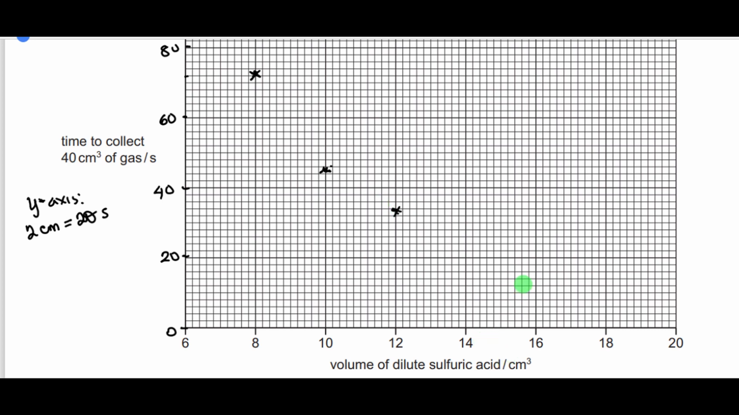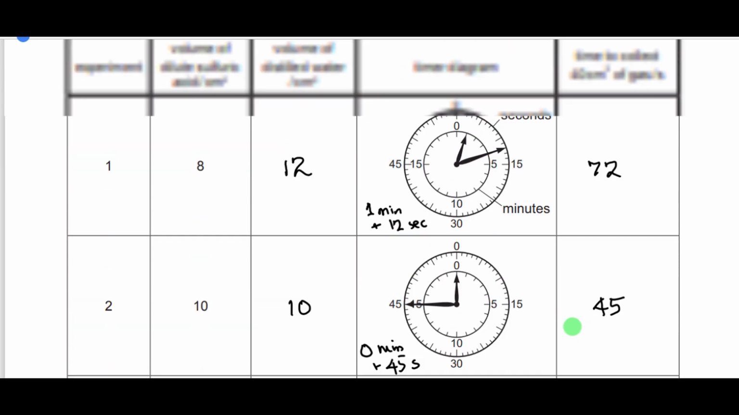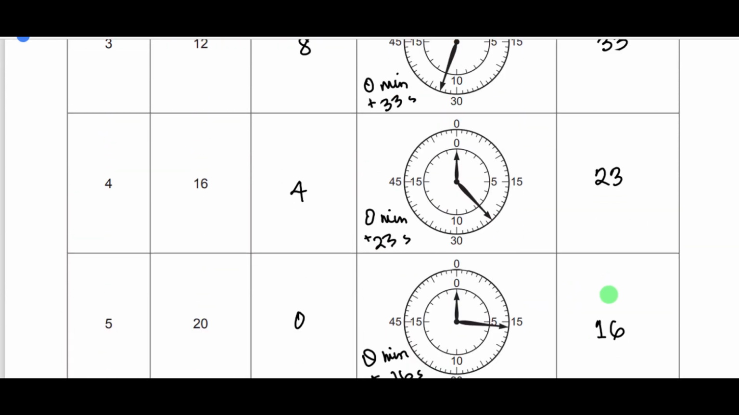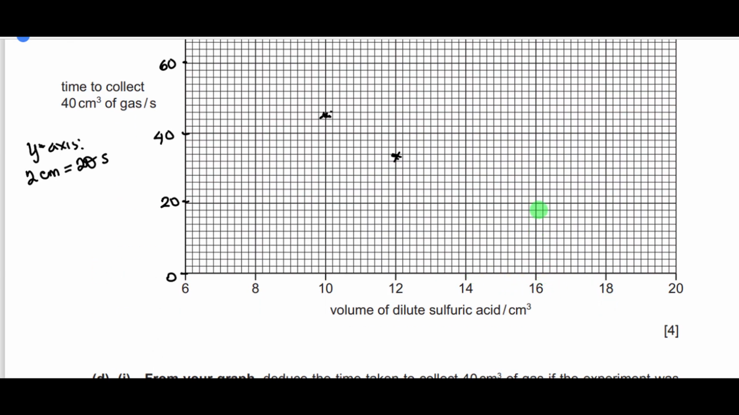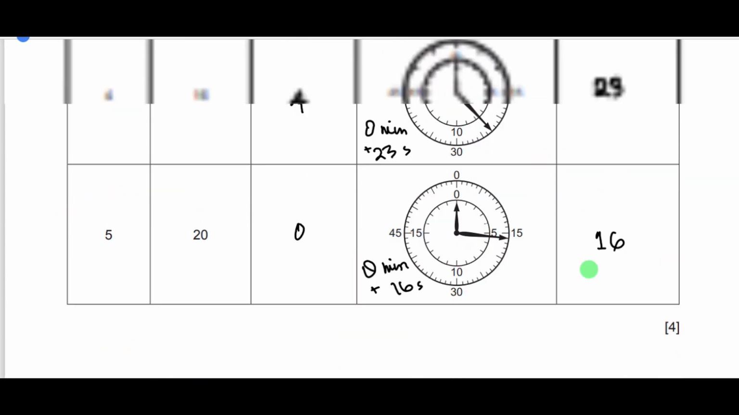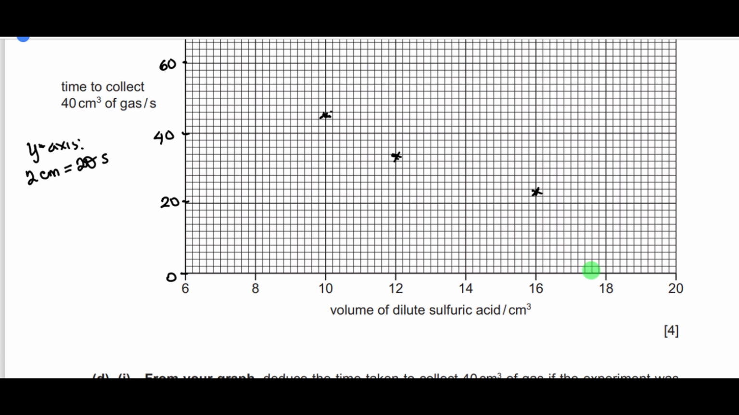Okay. Then the next point, when the volume of acid is 16, experiment 4, time is 23. So 20, 22, 23 should be somewhere here. So we come here. All right. Then lastly, when the volume of acid is 20, time is 16. This is 2, 4, 6, 8, 10, 12, 14, 16. So somewhere here. All right, this point here, so we can mark our point there.